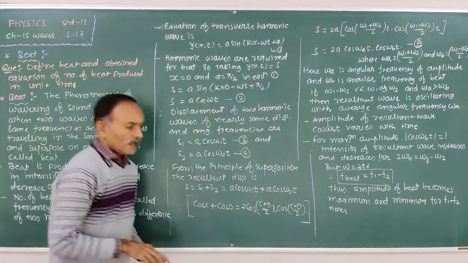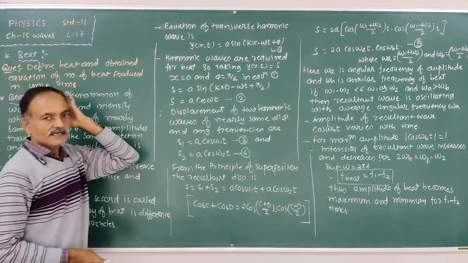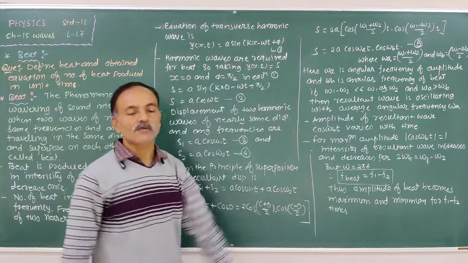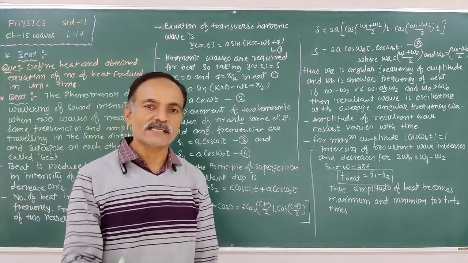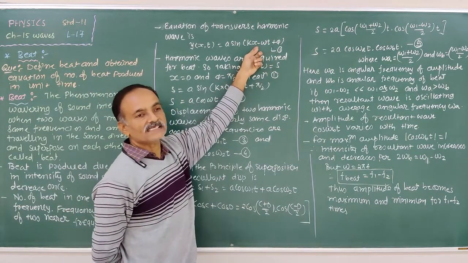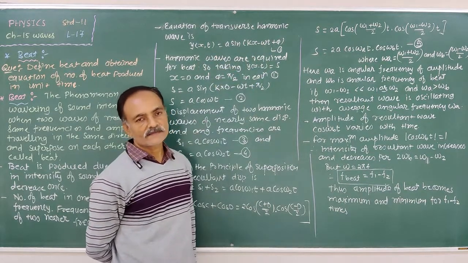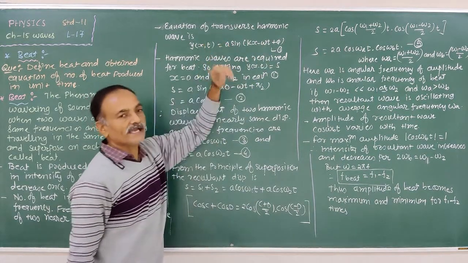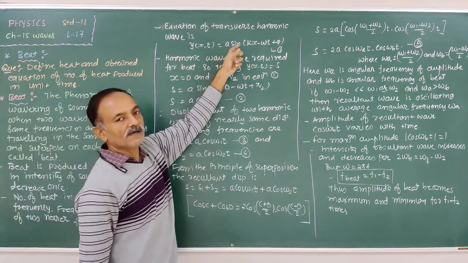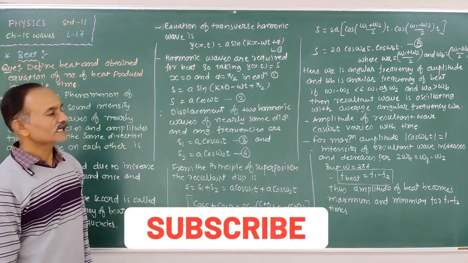To obtain the equation of number of beats in unit time, we consider the equation of the transverse harmonic wave, that is y(x,t) = A sin(kx - ωt + φ). Here φ is the initial phase, ω is the angular frequency, k is the wave vector, x is the position in the medium, and t is the time. Again, the equation of the transverse harmonic wave is y(x,t) = A sin(kx - ωt + φ). That is our equation 1.